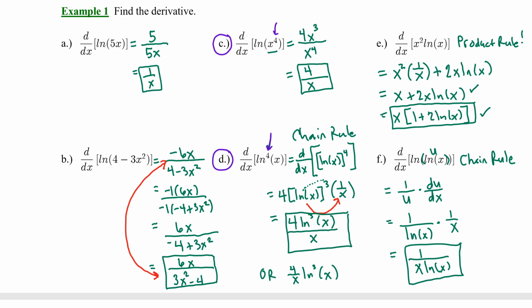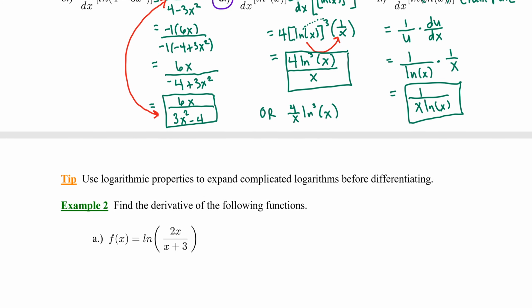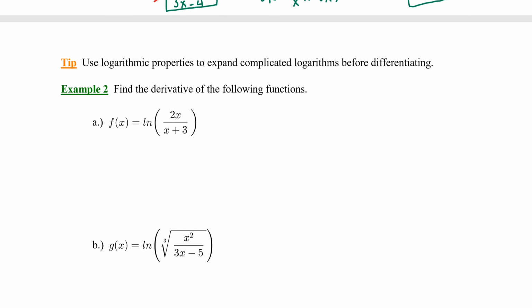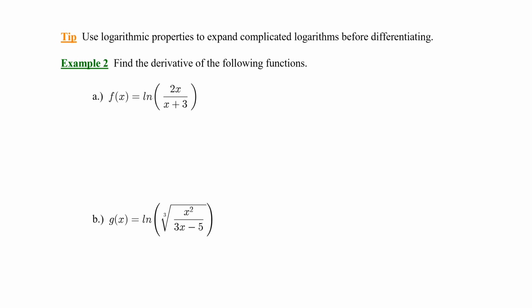Now, one thing you may have thought to do back up here on example C is to apply a logarithmic property to simplify the function before you differentiate it. If you thought that, that's pretty impressive. That's what we're going to be doing on the next few examples. Tip: use logarithmic properties to expand complicated logarithms before differentiating.